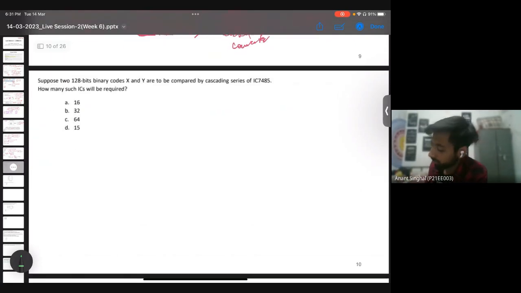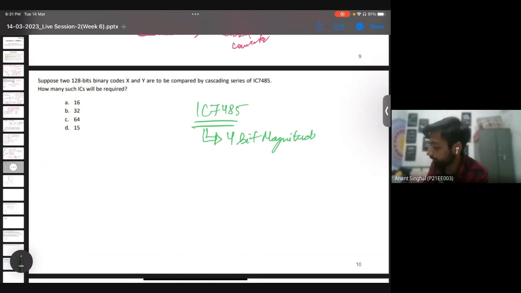So it is an IC 7485 question. We need to know some basics of IC 7485. This IC is nothing but a 4-bit magnitude comparator. You just need to know that this IC 7485 is nothing but a 4-bit magnitude comparator.